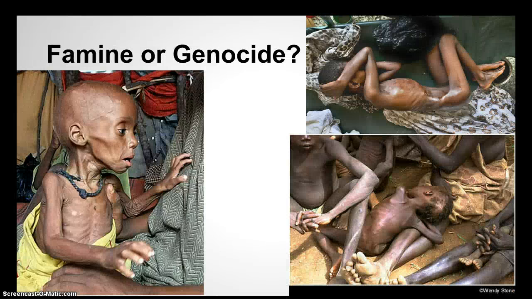On the next slide, the world had a big debate over whether this was genocide or a famine. It was a famine. They were suffering from a famine before, but what he did is he cut off all international support, such as the Red Cross and UN, and would seize the food shipments.